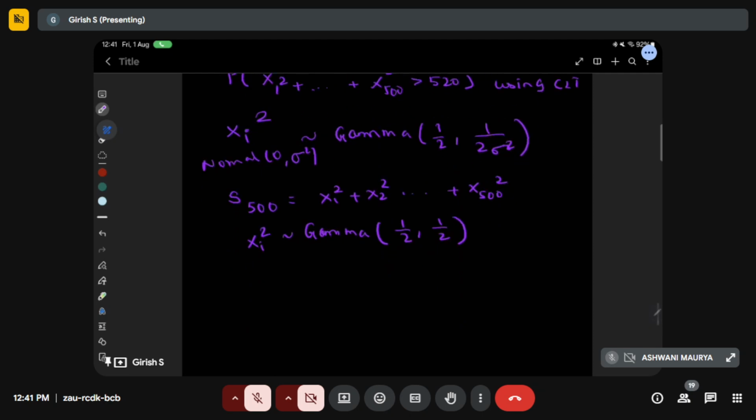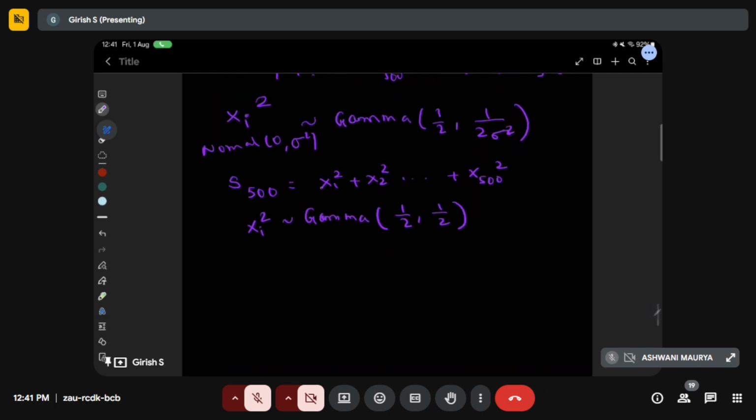Yes, yes, I get it. Okay. Now this summation, I'm going to apply one more property here: if X1, X2 till Xn individually are IIDs with gamma(alpha, beta), then X1 plus X2 plus so on Xn will follow gamma(n alpha, beta).